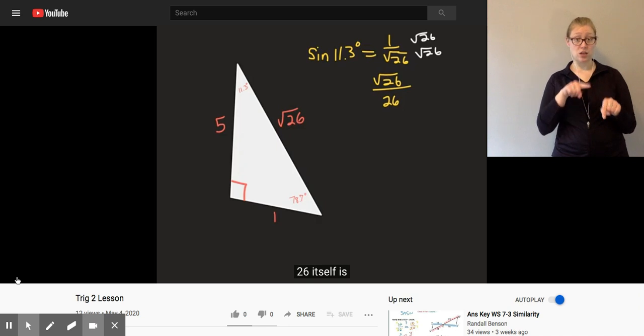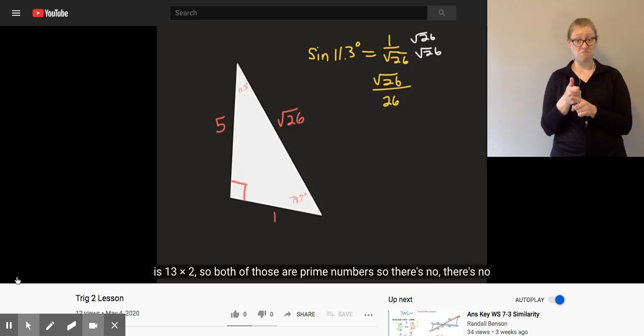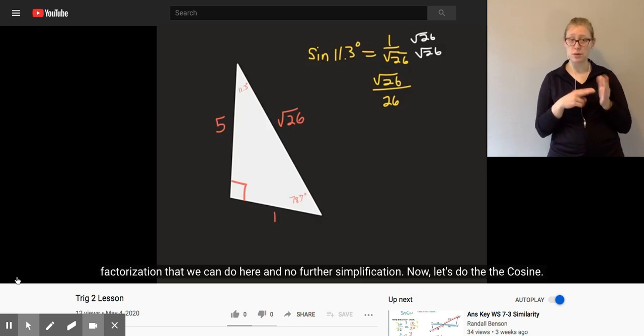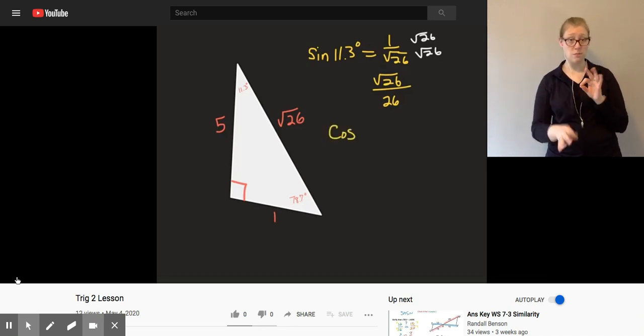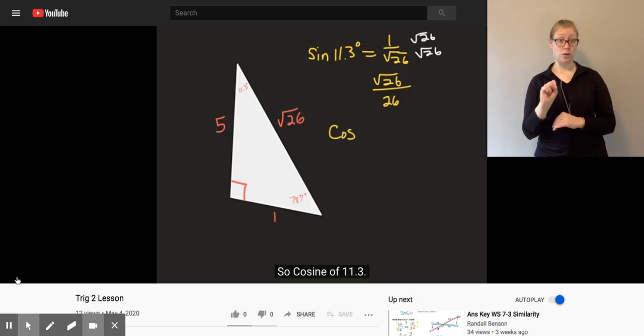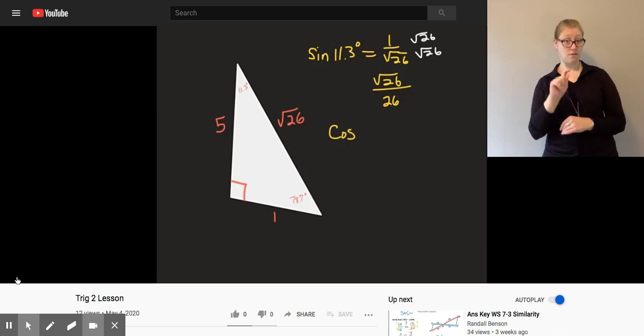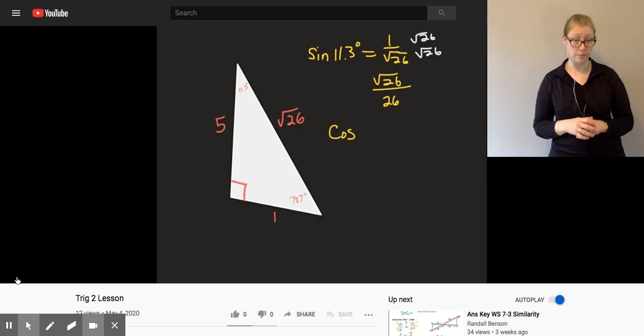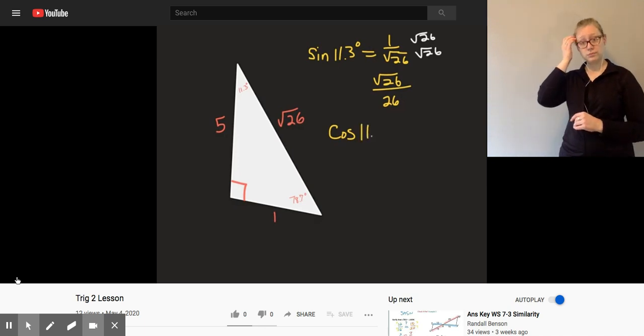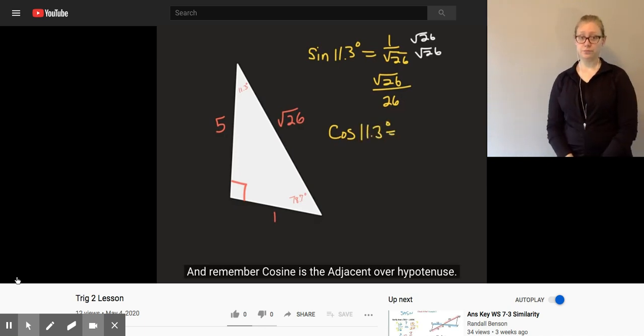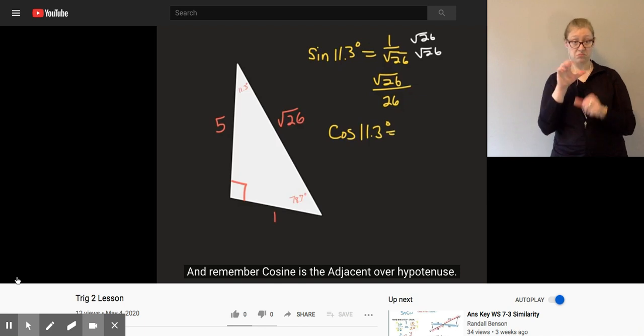26 itself is 13 times 2. So both of those are prime numbers. So there's no factorization that we can do here, and no further simplification. Now let's do the cosine. So cosine of 11.3. And remember, cosine is the adjacent over hypotenuse.